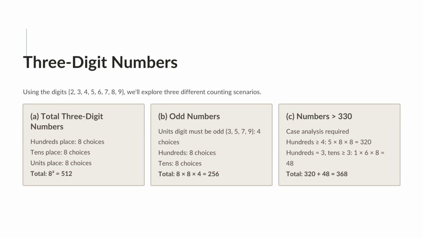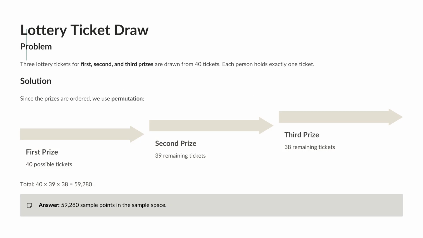For part B, the number must be odd, so the last digit must be 1, 3, or 5. This gives 3 choices for the last digit. The remaining positions give 5 choices for the first digit and 5 for the second digit, resulting in 75 odd numbers. For part C, when we apply the restriction that the number must be greater than 330, the total count becomes 90 numbers.